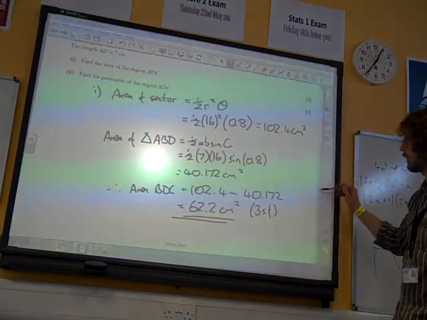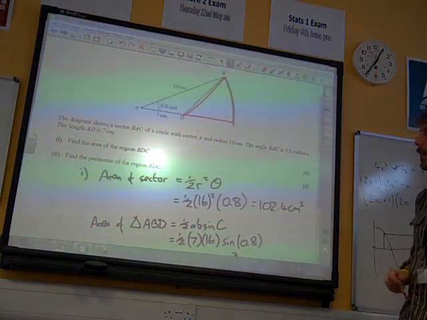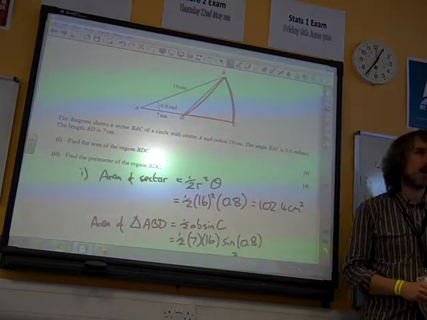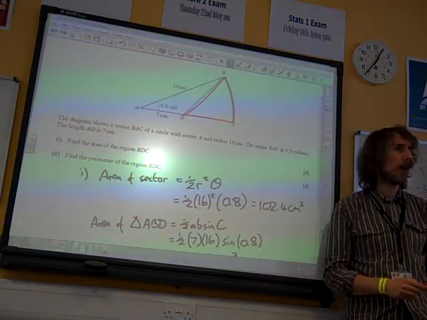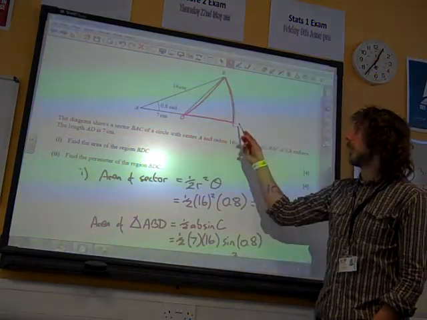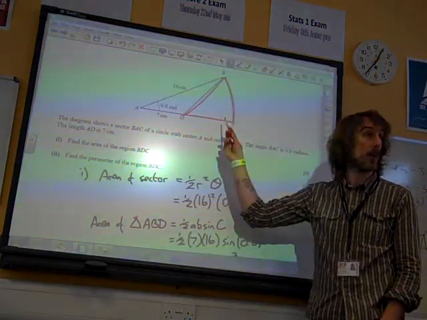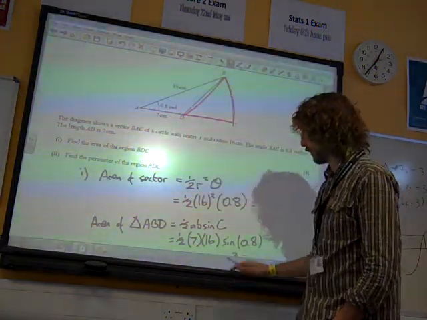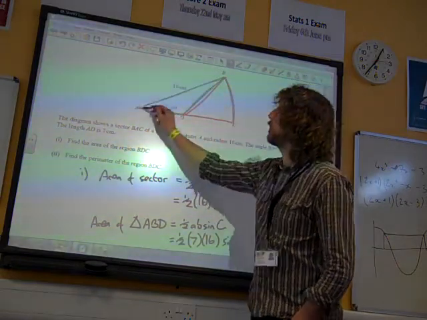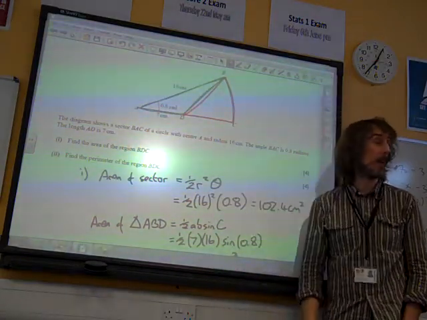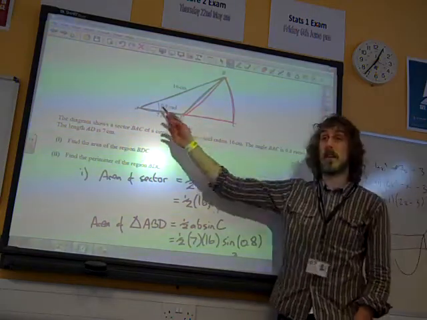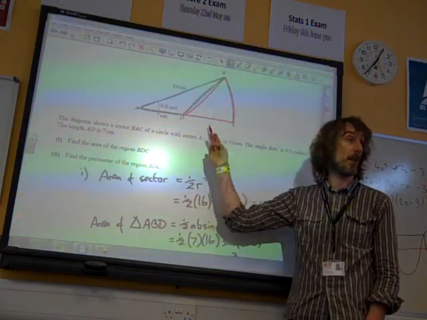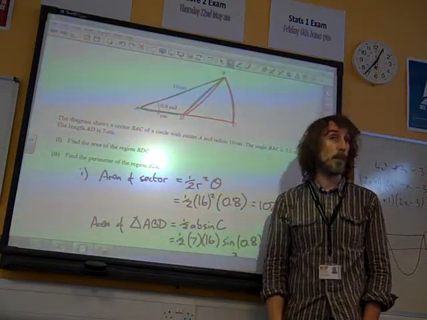Part 2. Find the perimeter of the region BDC. Right. Well, I need to know some more things here, don't I? I need to know that length there, which is the arc length. I need to know that length, which is the third length of that triangle. And I need to know that length, DC, and that's the easy bit, because if this is in a circle, then 7 plus DC is 16, so DC must be 9, so we can get that bit.